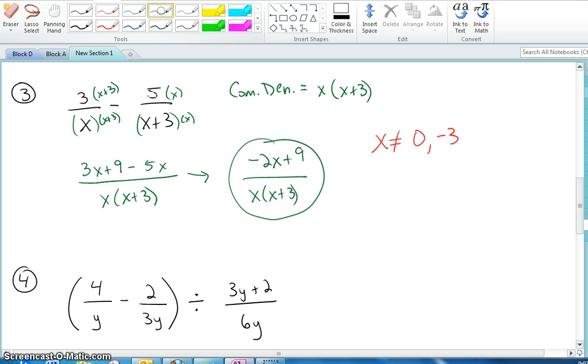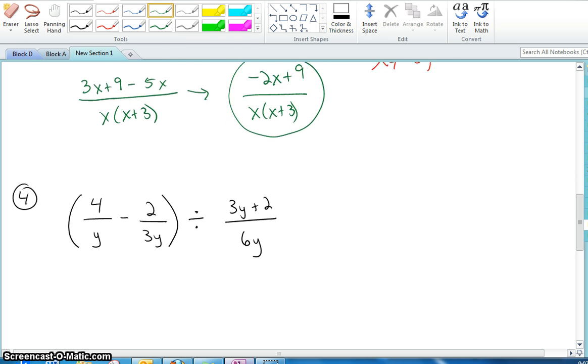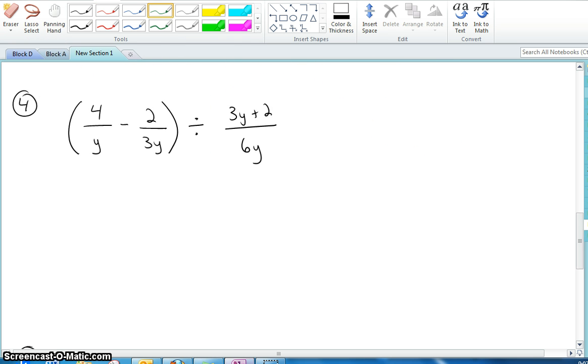Okay, let's try a problem like this. Now I've got two operations going on. I have to subtract and I have to divide. So you need to know which one comes first. Order of operations tells us parentheses come before division. So I need to subtract these first.